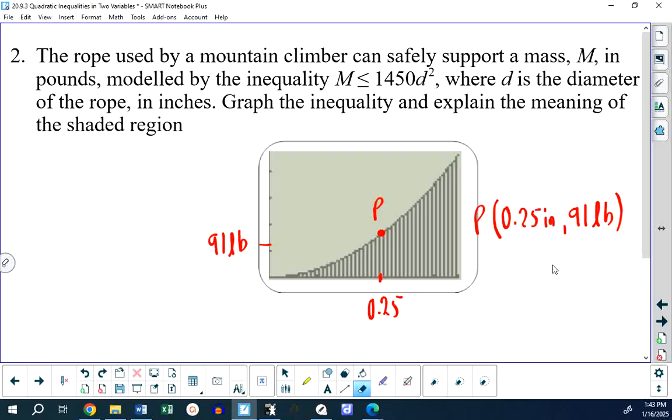Does that mean you want to go with a 0.25-inch diameter rope? No, you probably want a bigger diameter rope. But you don't want to use this diameter rope if you don't need to, because it adds weight. So every point under here, if you read this, would be an acceptable solution. If that was 0.35 inches and this happened to be 80 pounds, then that would be good. But an 80-pound person could also use this diameter rope.